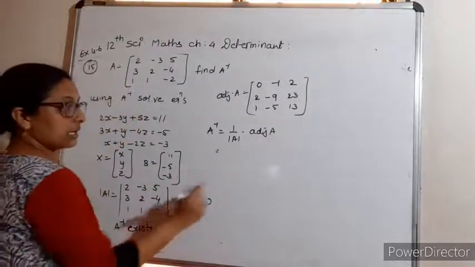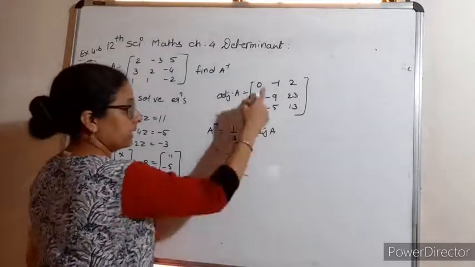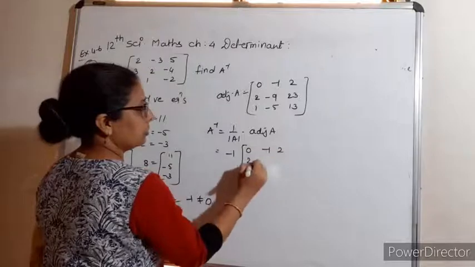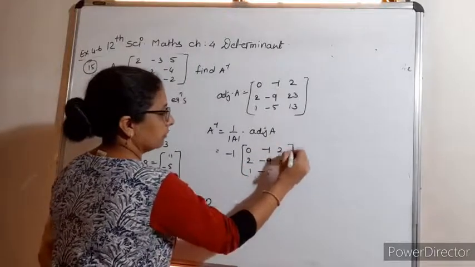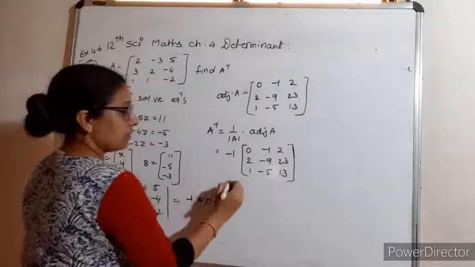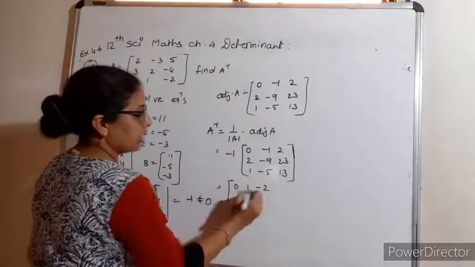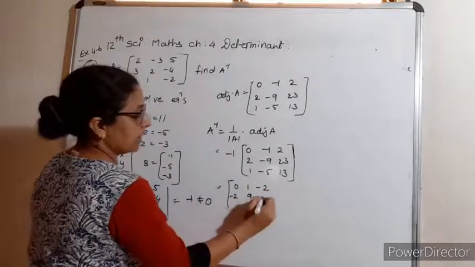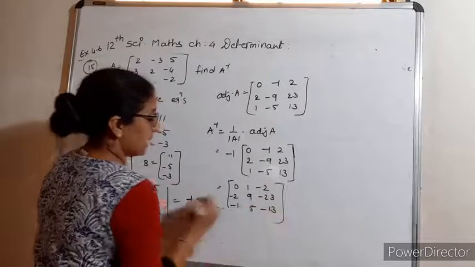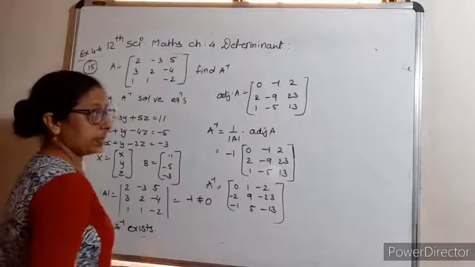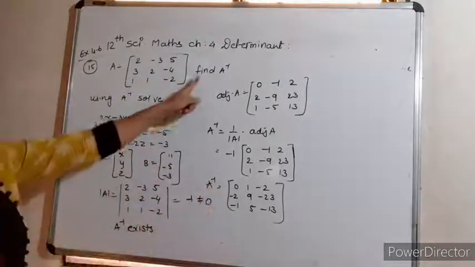So that is minus 1 times the adjoint, 0 minus 1, 2. Multiply minus 1 inside: 0 1 minus 2, minus 2 9 minus 23. We change the sign, and that is our A inverse. We wanted to find A inverse, so we got it.